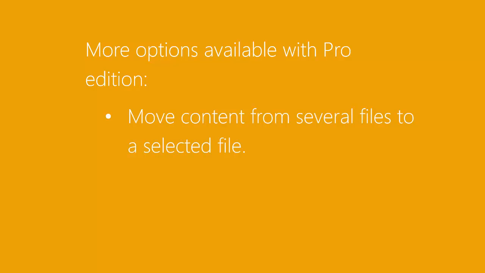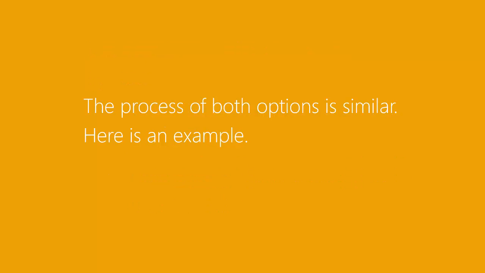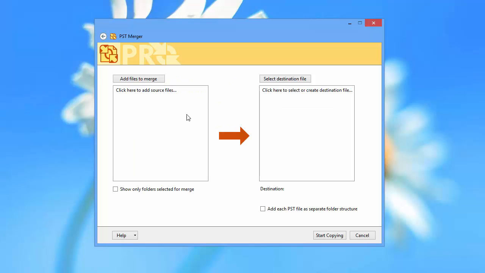With PST Merger Pro Edition, you have more options available. Moving content from several files to a selected file, copying content from several files to a selected file. The process of both options is similar. Here is an example. Select the required option in the main PST Merger dialog.